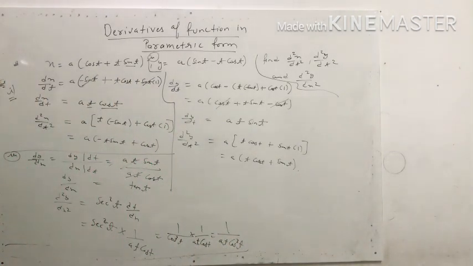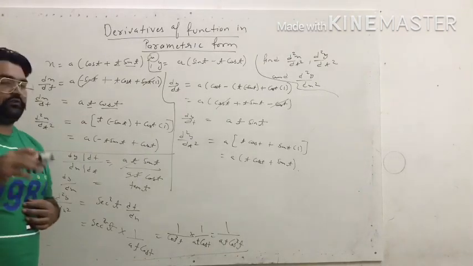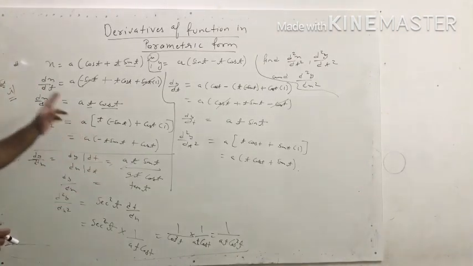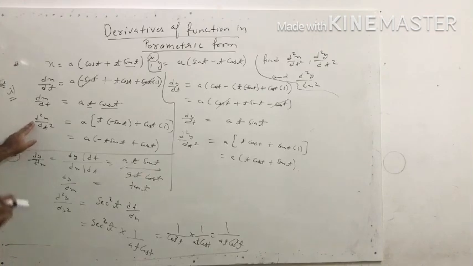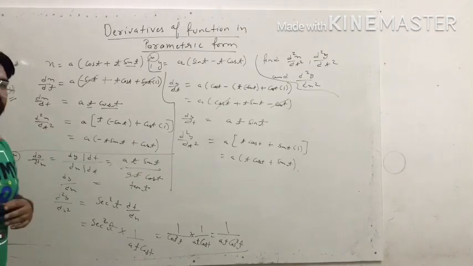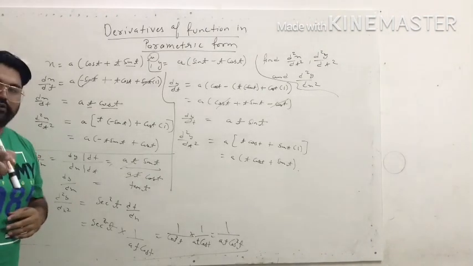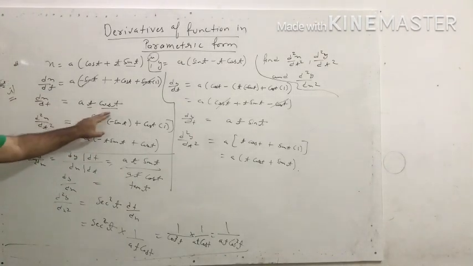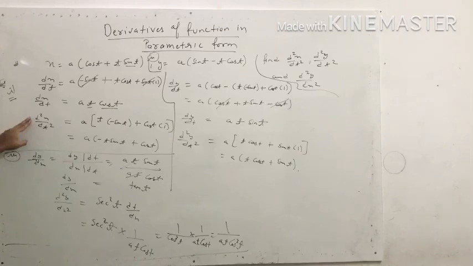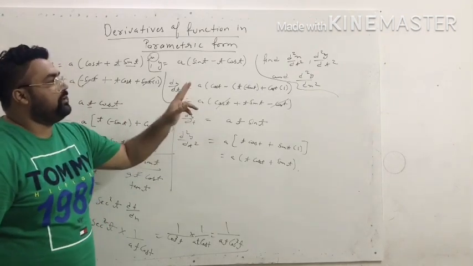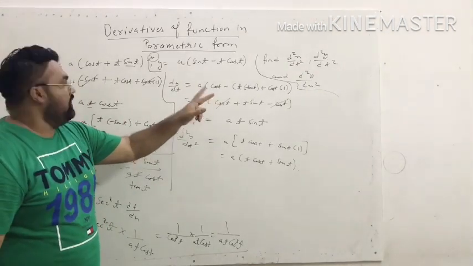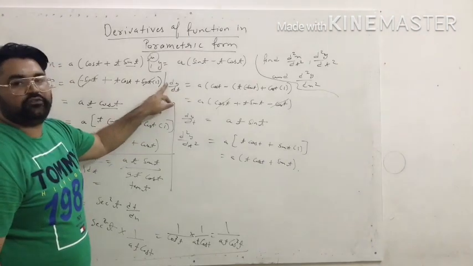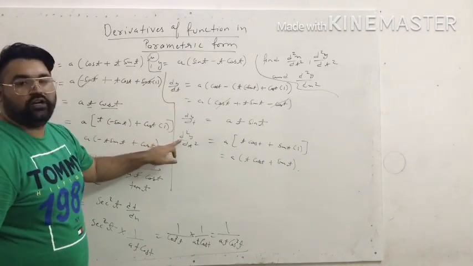So there are three questions. First of all, we have to find the double derivative of x with respect to t. To find it, first we find the single derivative of x with respect to t, that is a t cos t. After that we do the double derivative. The second question is the double derivative of y with respect to t. But first we find the single derivative of y with respect to t. After that we shift to the double derivative.